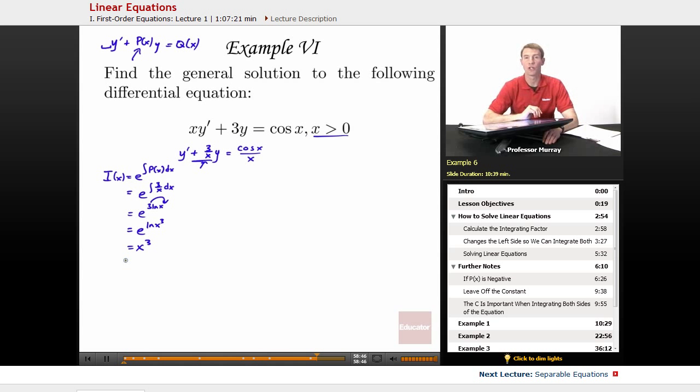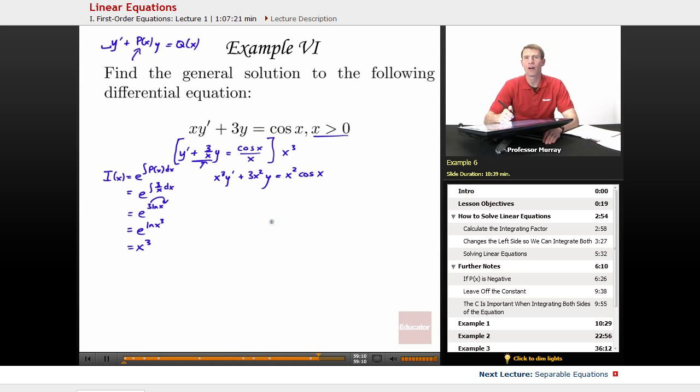And so what you do with that integrating factor is you multiply both sides by whatever you got. So I'm going to multiply both sides by x cubed, and I'm going to get x cubed y prime plus 3 over x times x cubed is 3x squared y is equal to x squared times cosine x.